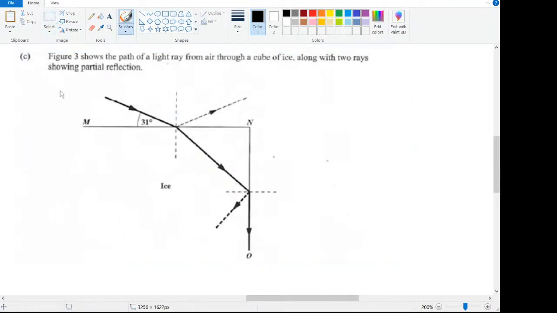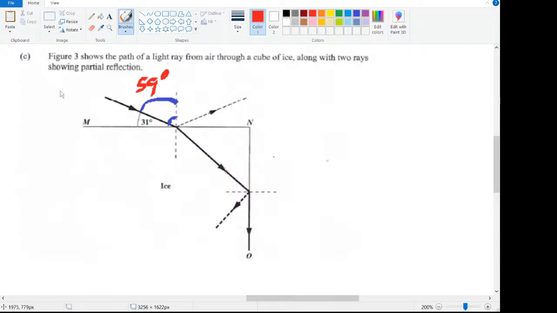Well, remember, I tell all of you, there's always measure from the normal, and I'm sure your teacher has repeated this umpteen times for you already. So remember that this whole thing is 90 degrees, right? So this thing here could be 90 minus 31. That is 59. So 59 degrees is your angle of incidence.